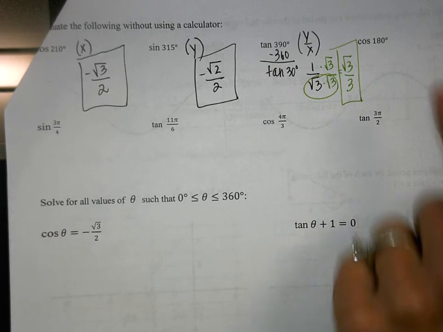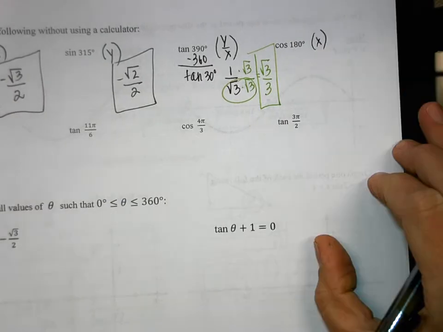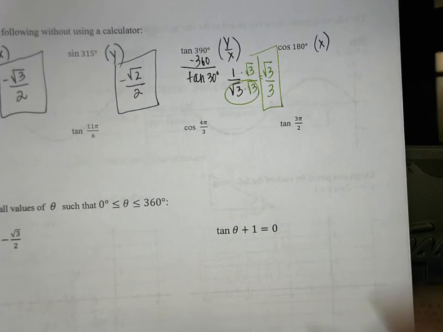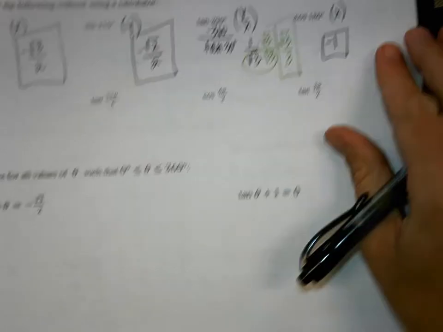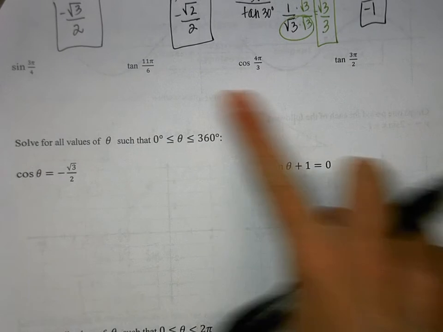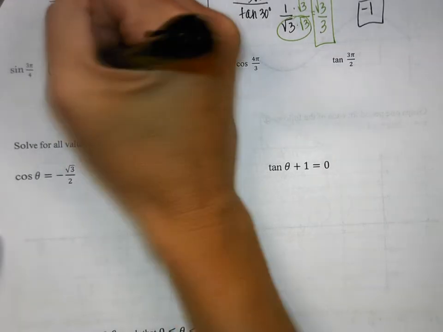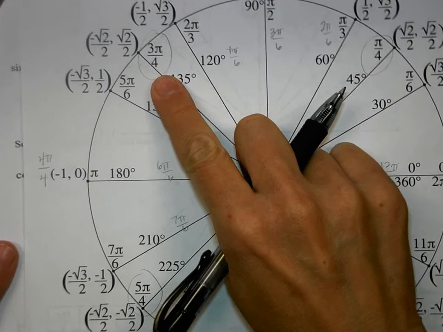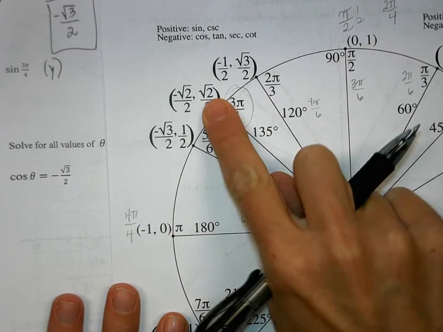Okay, again, cosine is dealing with what? X. And so at 180, what is my x value? Any questions? Okay, so now we're dealing with radians. If they give the problem to you in radians, you keep it in radians. Okay, sine is dealing with your y. So 3 pi over 4 is here, and so my y value is root 2 over 2.